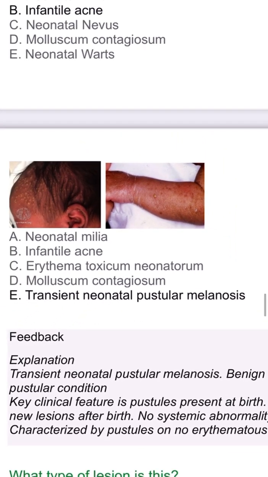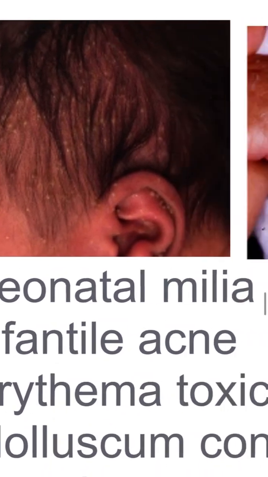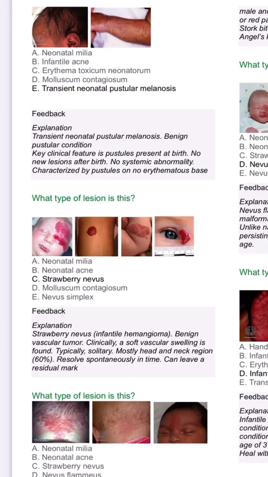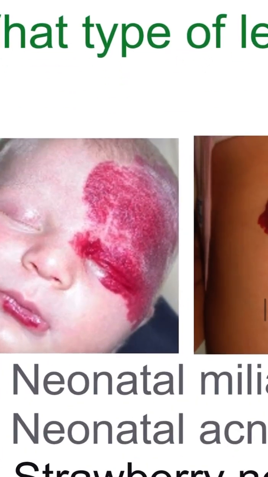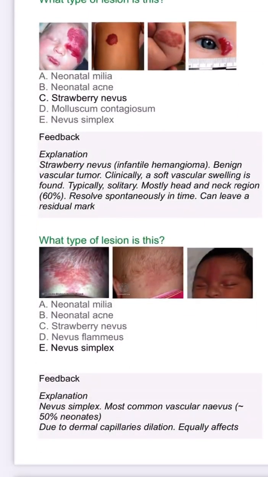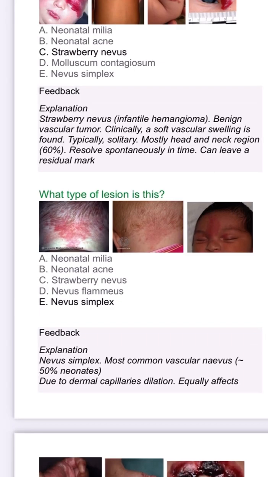So, transient neonatal pustular melanosis. Transient neonatal pustular melanosis, a benign pustular condition. Key clinical features: pustules present at birth, no new lesions after birth, no systemic abnormality, characterized by pustules with no erythematous base. Okay. What type of lesion is this? Strawberry colored. So, strawberry nevus, also called infantile hemangioma, a benign vascular tumor. Clinically a soft vascular swelling, typically solitary, mostly in the head and neck region. It resolves spontaneously in time and can leave a residual mark. Okay, what type of lesion is this?